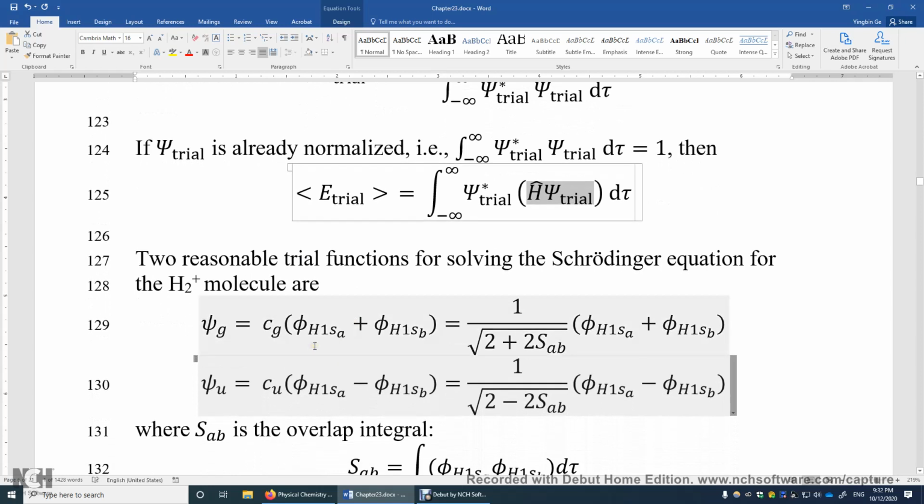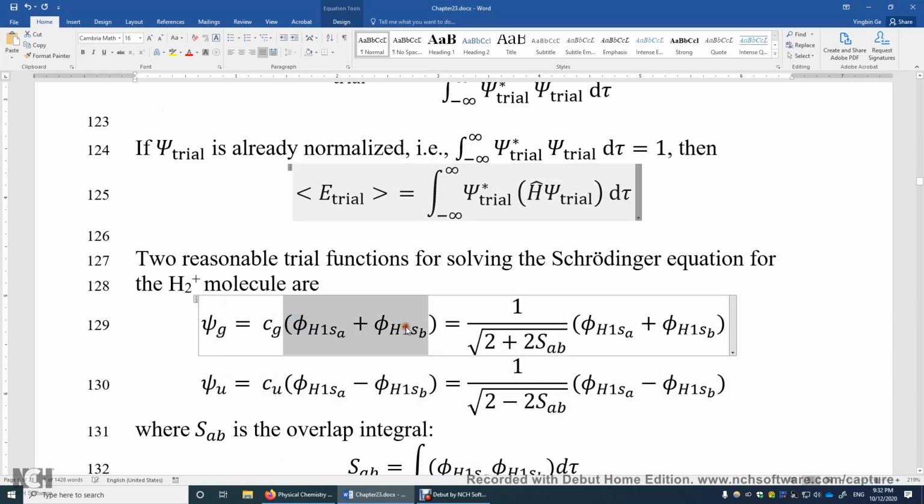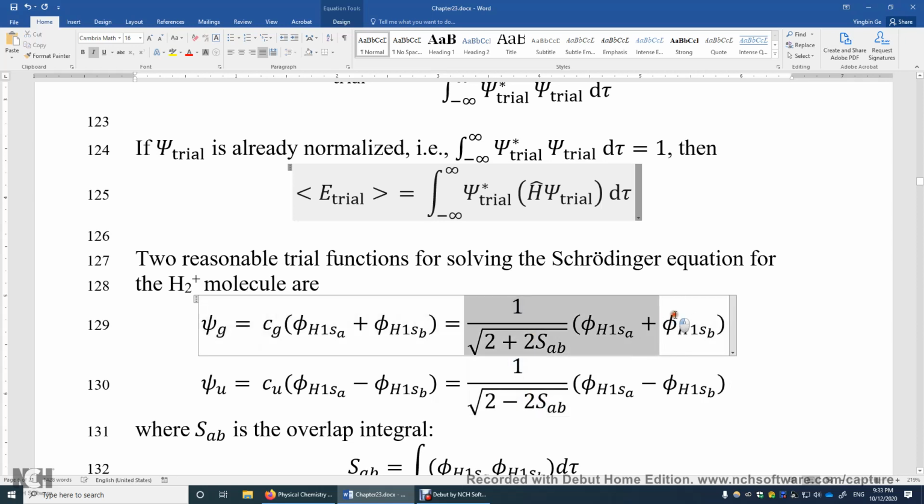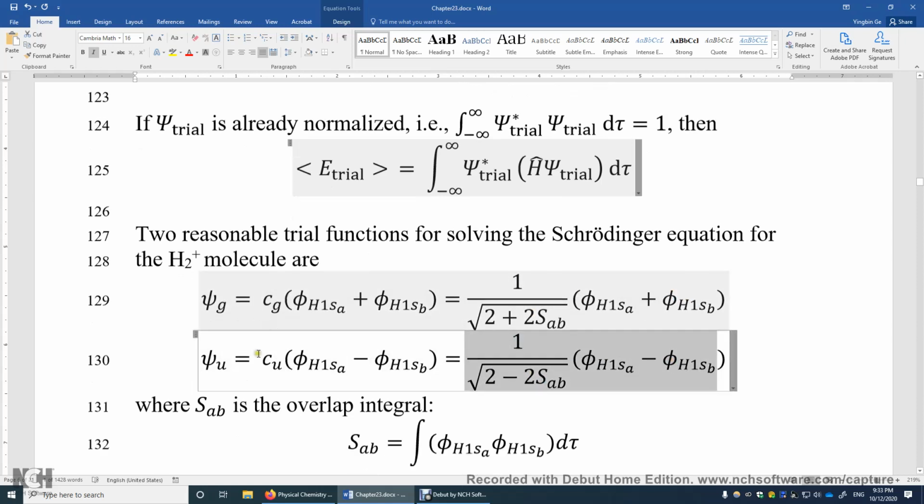So now we propose two reasonable trial functions, psi sub g and psi sub u. Psi sub g is the constructive interference of the two 1s atomic orbitals, each centered at one hydrogen nucleus. Psi sub u is the destructive interference of the two 1s atomic orbitals. And over here, this is a normalization factor for psi g. This is the normalization factor for psi sub u. So this is normalized. This is also normalized.